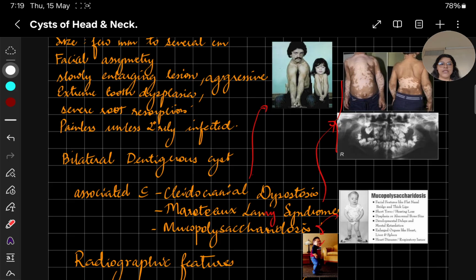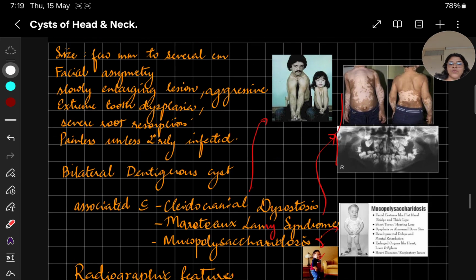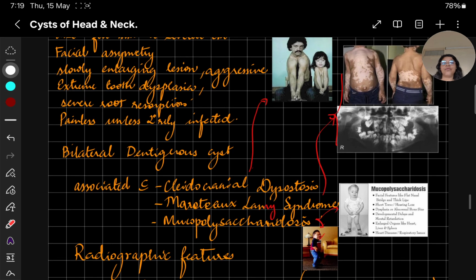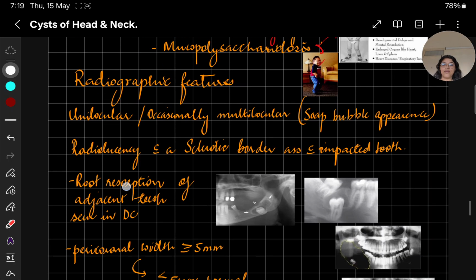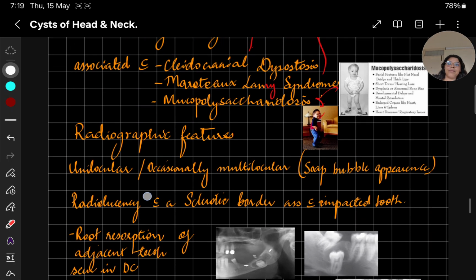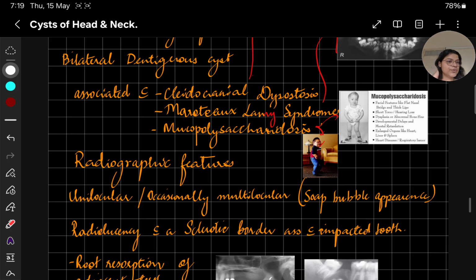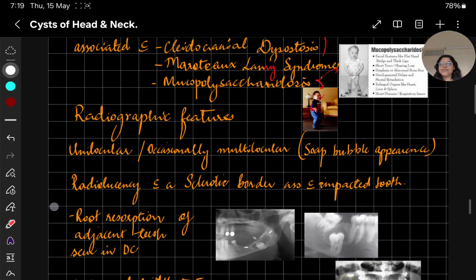Bilateral dentigerous cyst. If you have bilateral dentigerous cysts, then it can be associated with cleidocranial dysostosis, which we have learned about, Maroteaux-Lamy syndrome, and mucopolysaccharidosis, which we'll be learning about. So it is associated with these syndromes. If there is bilateral, remember this could be asked as MCQs or viva questions.